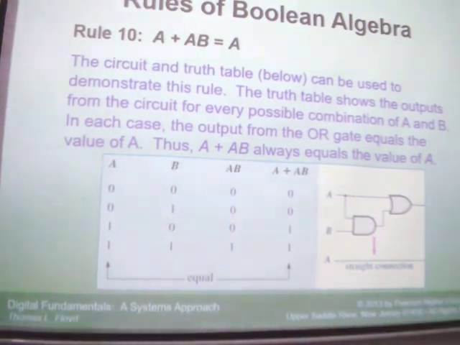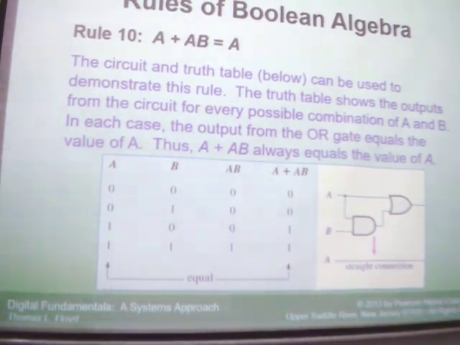The truth table shows the outputs from the circuit for every possible combination of A and B. In each case, the output from the OR gate equals the value of A. Thus, A or (A and B) always equals the value of A.